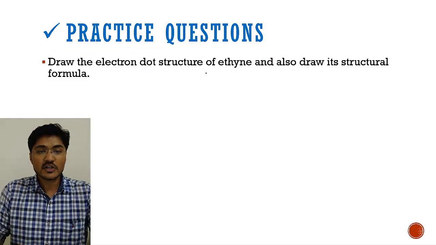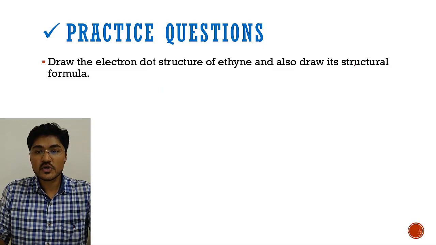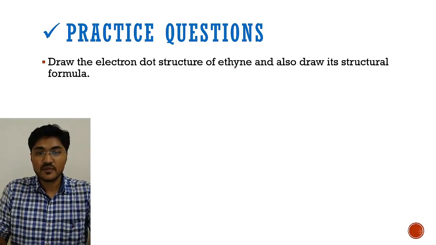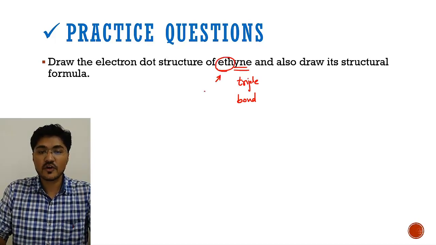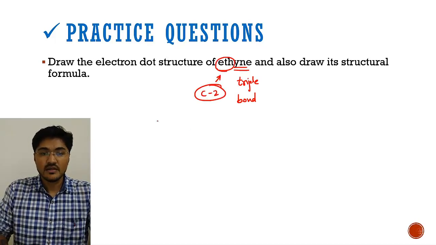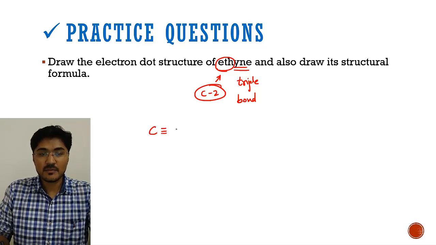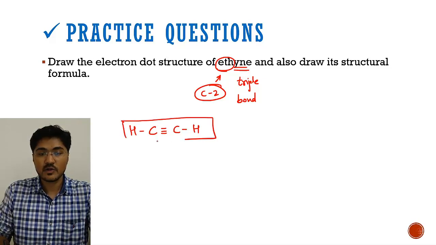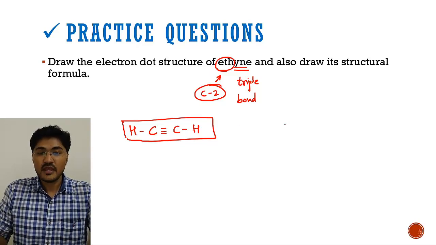Draw the electron dot structure of ethyne and also draw its structural formula. Now ethyne, so YNE means triple bond, and eth is the root used for 2 carbons. So we have C triple bond C. Now we are left with 1 valency each, so we put hydrogen because it is a hydrocarbon, and we get this to be the structural formula.